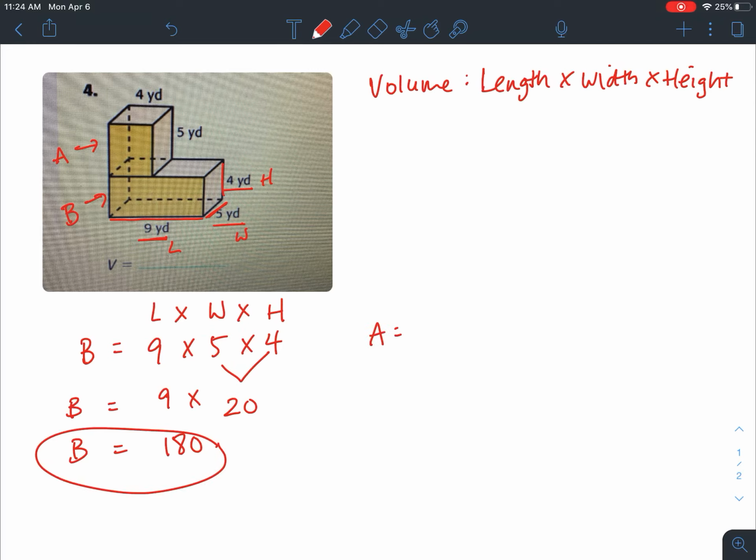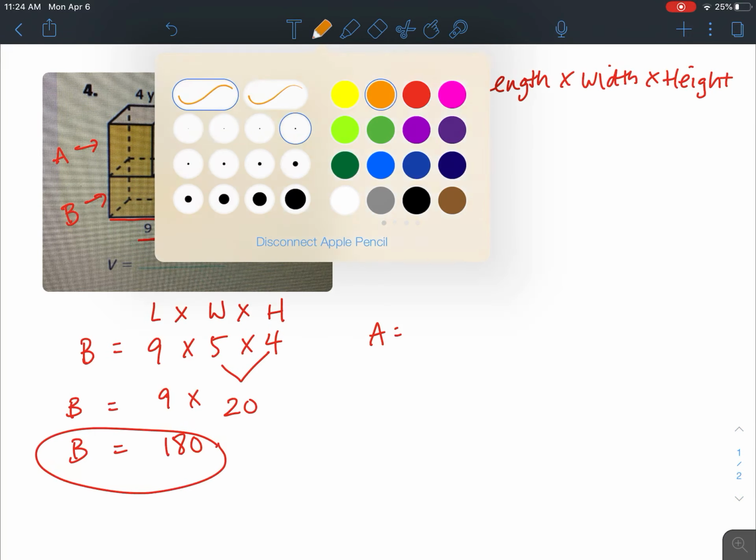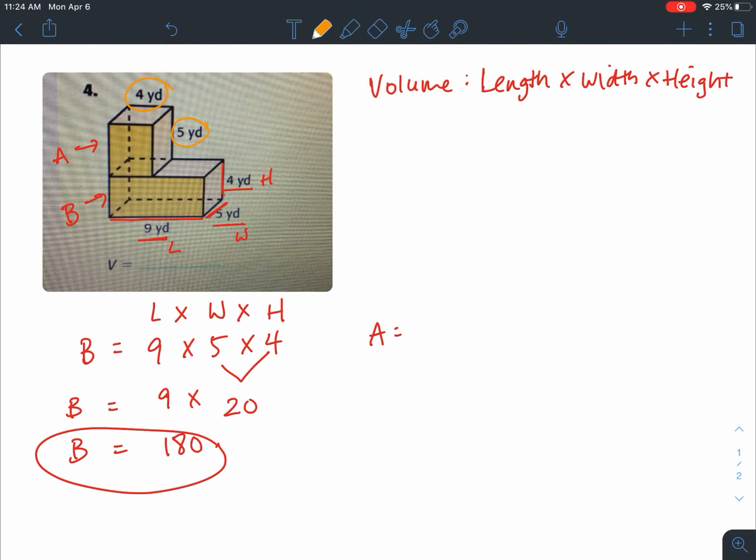Now let's look at A. The reason why you might have already noticed I kind of skipped A is because I only really notice that I only have a 4 and a 5. I have the length, and I think I have the height because height usually goes up and down. So I have my height, and I have my length, but it doesn't seem like I have a width. There's no third number. I've already used these numbers. So how can I find my width? Especially because I need a length and width and a height all together.